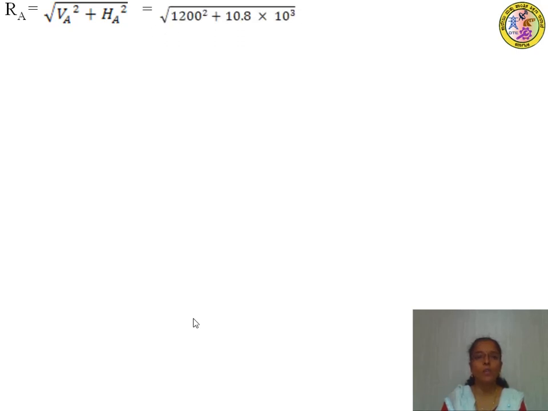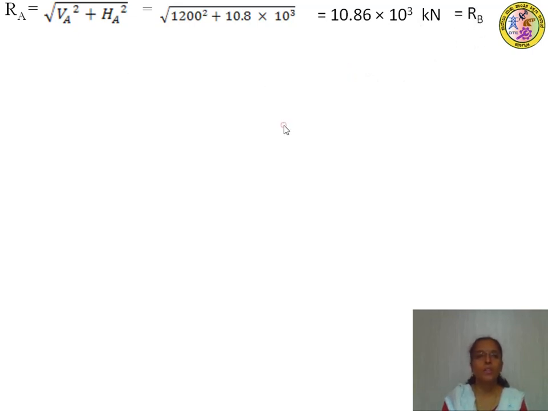Next we will go for the net reaction. So RA is equal to root of VA square plus HA square. So that will be equal to root of 1200 square plus 10.8 into 10 power 3 whole square. There should have been whole square here, so make this correction, and then that will be equal to 10.86 into 10 power 3 kilonewton. So RA is also equal to RB.